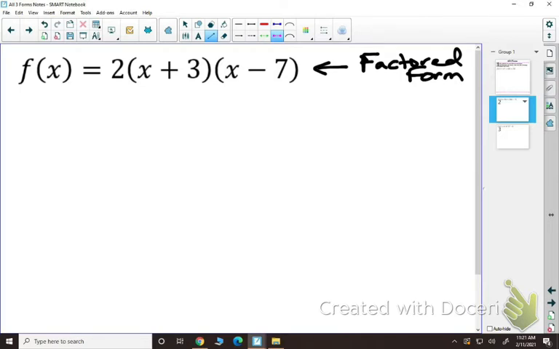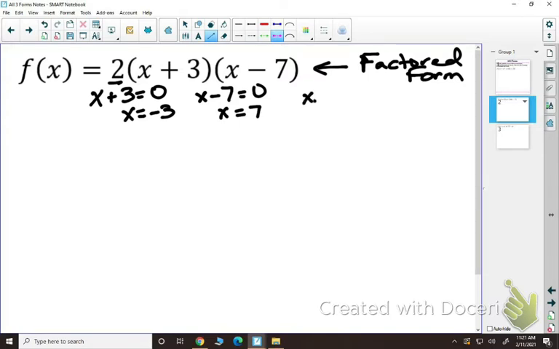So to find the two x-intercepts, we're going to set our factors equal to 0. It is not possible for 2 itself to be 0, so I'm going to disregard that. My other two factors are x plus 3 and x minus 7. In the first case, if I subtract 3 from both sides, x is going to be negative 3. In the second case, if I add 7 to both sides, x is going to be 7. So again, my two x-intercepts are going to be at negative 3, 0 and at 7, 0. Okay, so we've got factored form down.